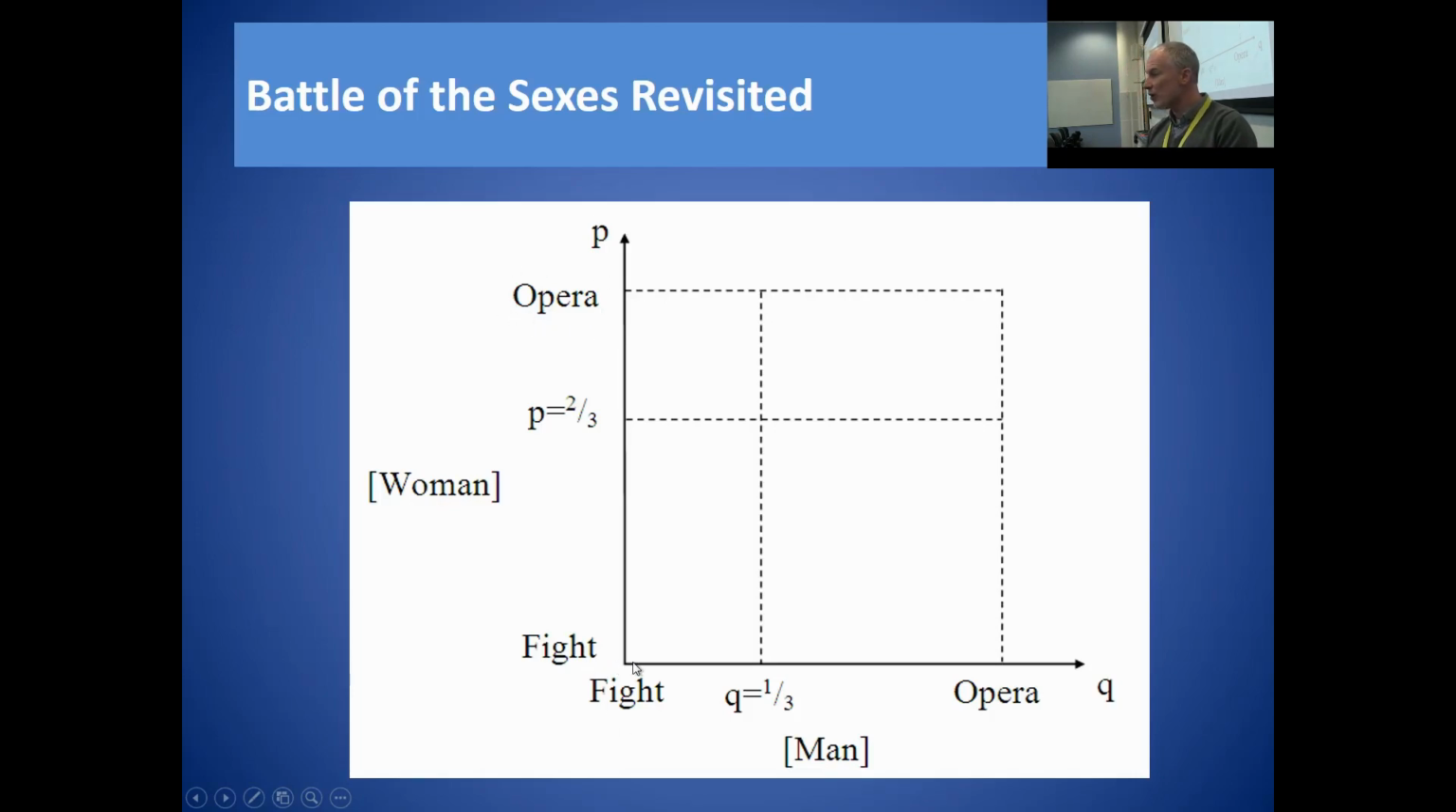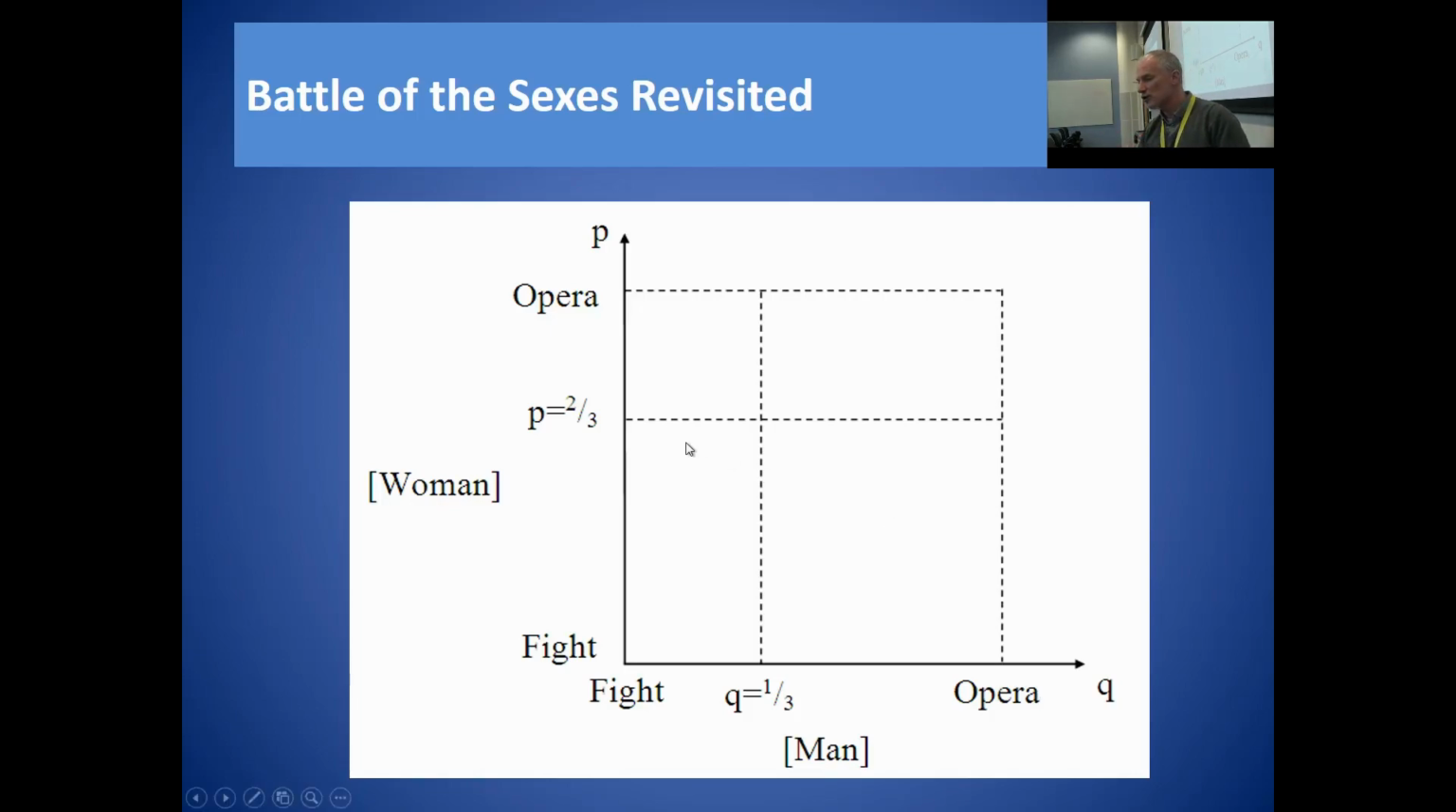When P equals 0, that means the woman goes to the opera with a probability of 0. She never goes to the opera. She always goes to the prize fight. And that's what that label means. And exactly the same for the man. Q equals 0, man goes to the prize fight all the time. Q equals 1, the woman always goes to the opera. So that's the starting point.